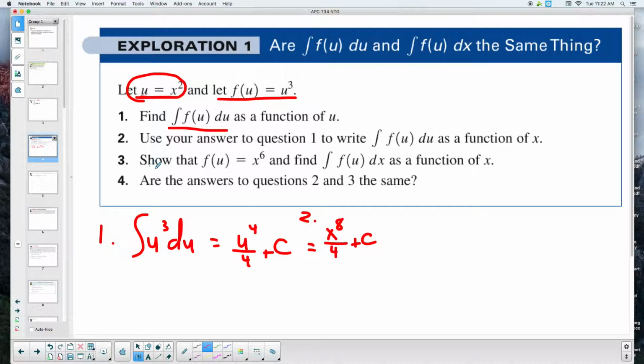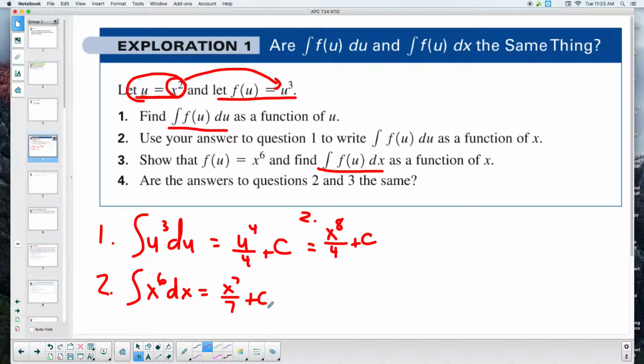All right. Number 3, show that f of u equals x to the 6th. Well, that's pretty simple. You take this, throw that into there, power to a power equals x to the 6th. Find the antiderivative of f of u dx. So f of u equals x to the 6th dx, which equals power up, divide, plus a constant. Are the answers the same?